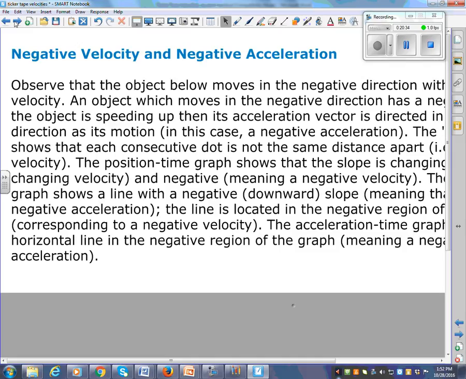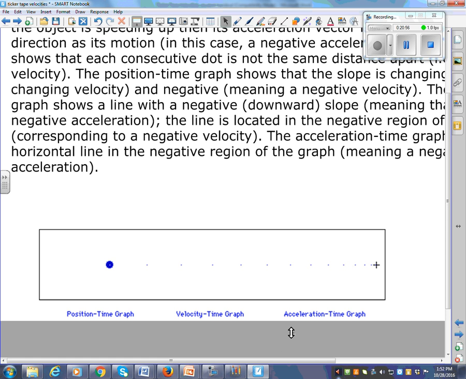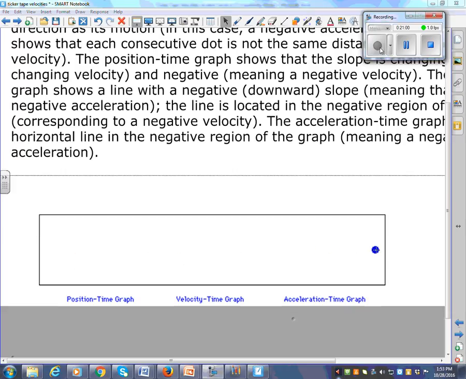Negative velocity, negative acceleration. Negative velocity means it's moving to the left. Negative acceleration means that's also to the left. So is it going to be speeding up or slowing down? Speeding up to the left. Easy. Negative velocity means moving to the left. Negative acceleration is in the same direction. When the signs are the same, it's speeding up. So we're speeding up to the left.